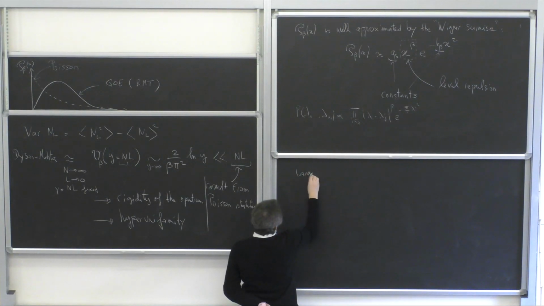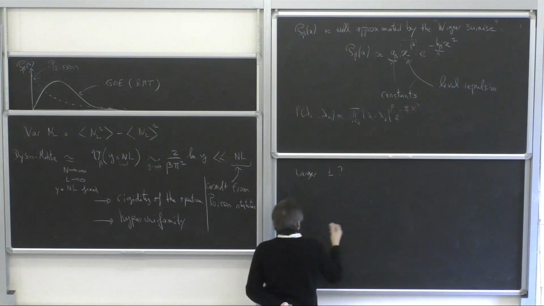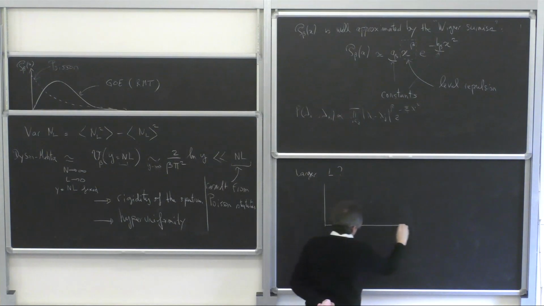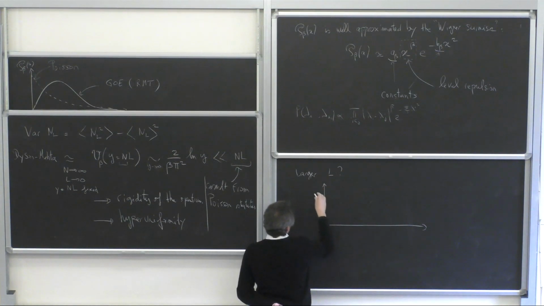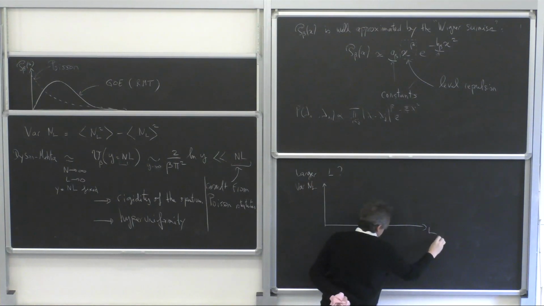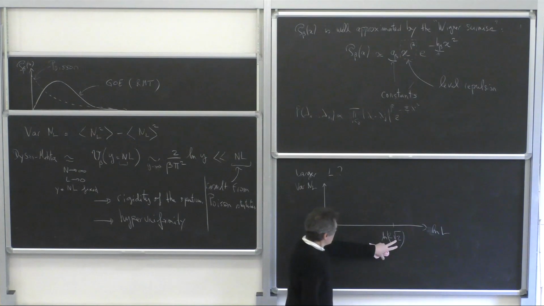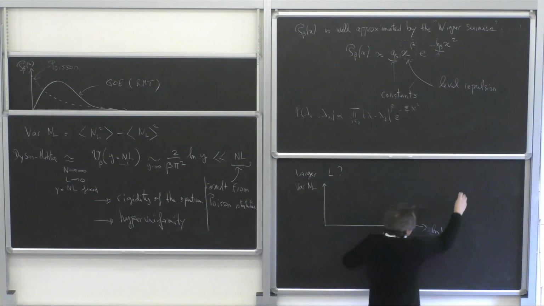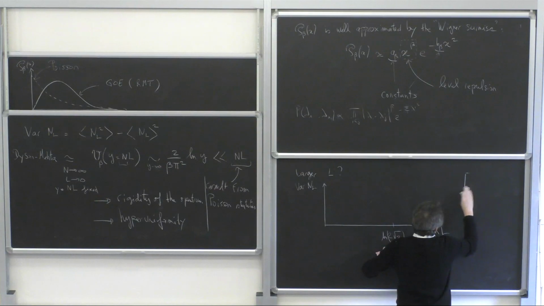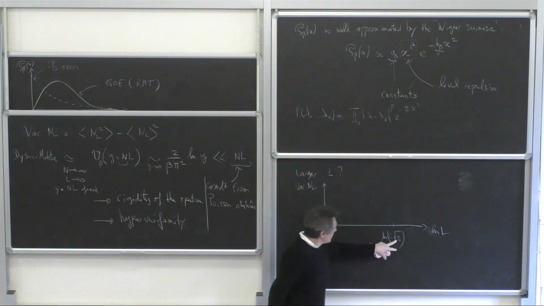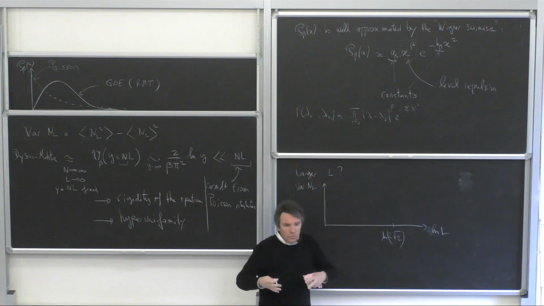And I will just end up with larger L. This is what happens. If you plot the variance of N_L as a function of L, or say log L, there will be a special point which corresponds to the edge of the Wigner semicircle, okay? Because my box is from minus L over 2 to plus L over 2, I need to have L equal to 2 square root of 2 to reach the edge.